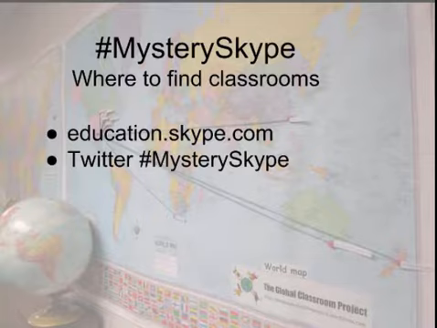Go ahead, Mark, we have a question from Mary Kirsten. How long does a mystery Skype session usually last? Typically anywhere between 20 and 30 minutes, depending on how good your class is getting and how easy it is to find the other class. I've had classes that were so into it that we went on for 45 minutes to an hour because they were really trying.